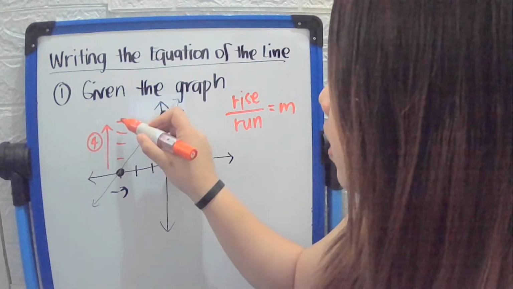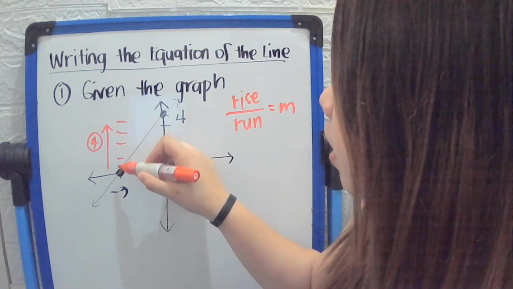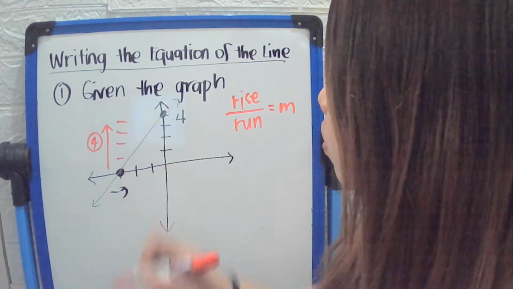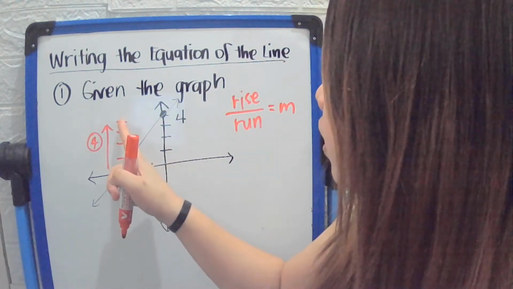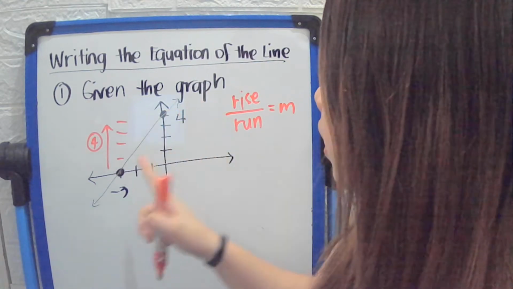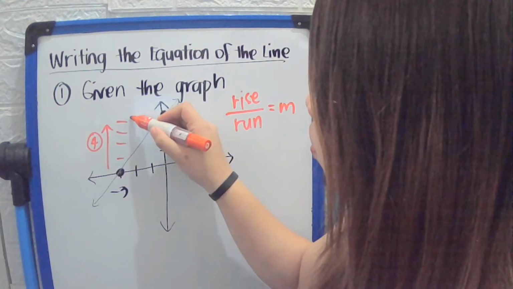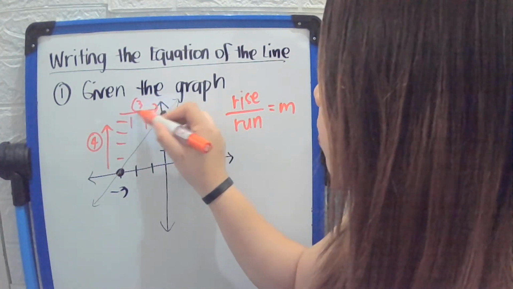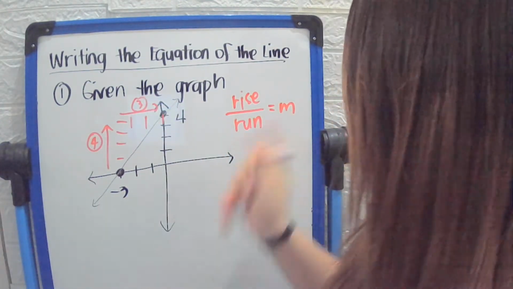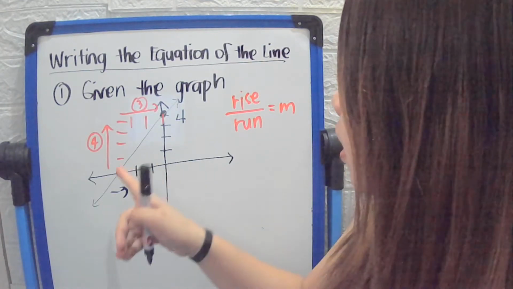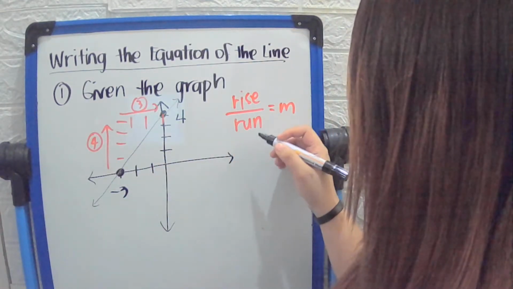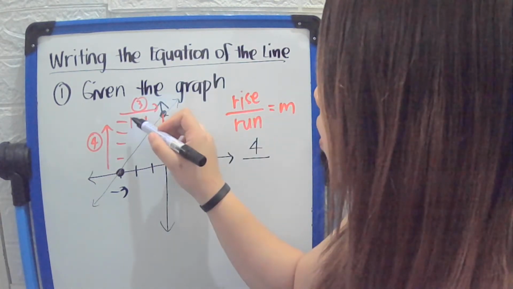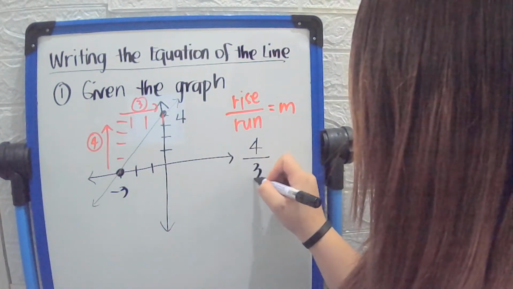And then from this point you go up 4 times. 1, 2, 3, then 4. And then how many times are you going to travel from this point going to your second point? So that will be 1, 2, 3. So going here 3 times. So our slope will be, rise is 4, so that will be 4. Our run is going to the right, so positive yun. So 1, 2, 3, so our run is 3.